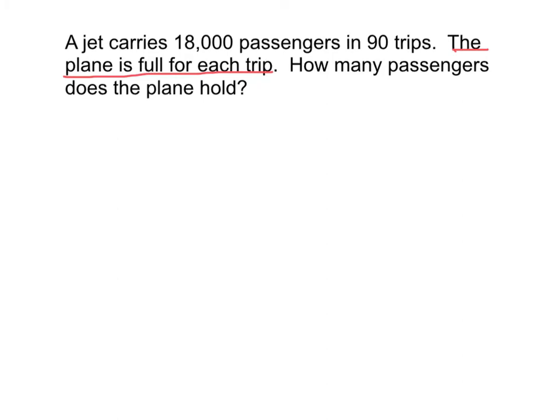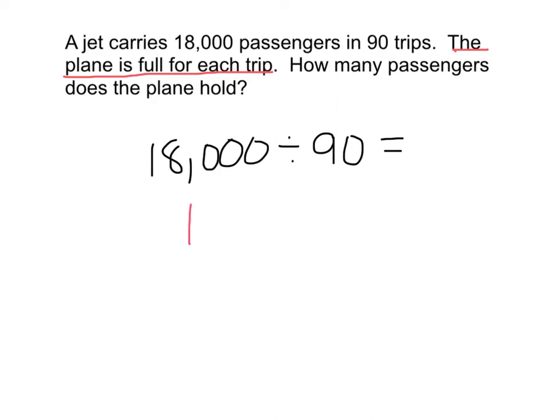So our problem is going to be 18,000 divided by 90. And I'm hoping from the other problem you're seeing how you can actually solve this. We're going to think of a basic fact to help us solve this. The basic fact that I think of is 18 divided by 9. Unfortunately, it's not that easy. We can't just focus on that. So let's do what I just showed you in the last problem.